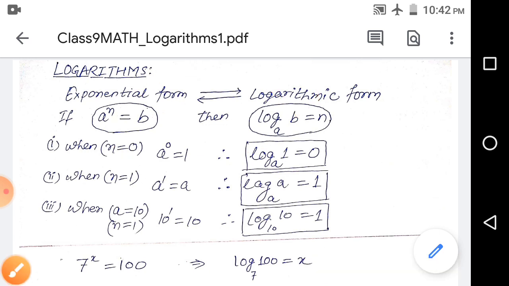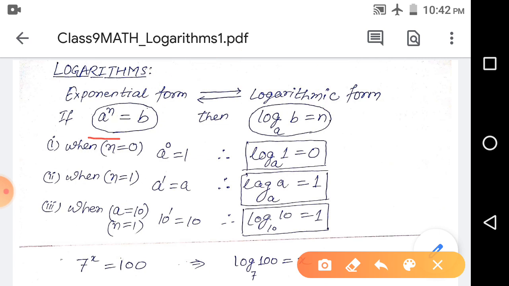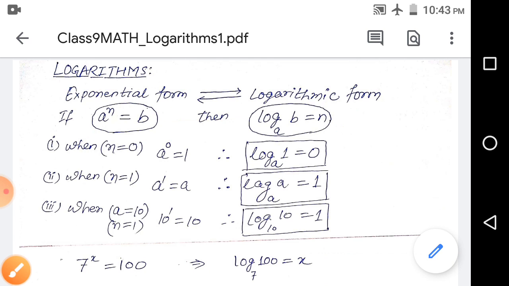So, I repeat once again, if we have such a condition a to the power n equals b in the exponential form, then for this condition we can write the logarithmic form as log base a of b is equal to n. Now we see some examples.